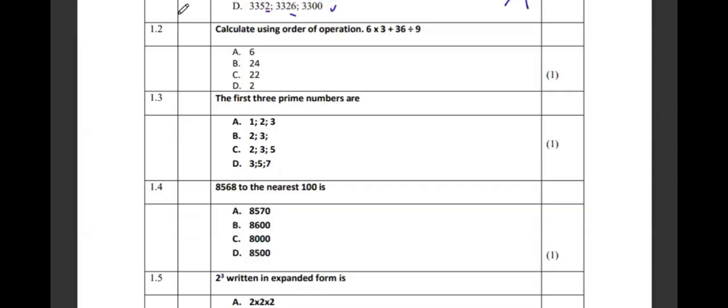Then 1.2, calculate using the order of operations. So order of operations is what we call BODMAS, but some people also extend it to have what we call BEDMAS. The E stands for the exponents. So we start with, we don't have brackets. We do have division, so we're going to start with the division, then multiplication. Addition will come last. So this is going to be 36 divided by 9. That's a 4. So 6 times 3 plus 4. Let's multiply this. It's 18 plus 4. Answer is 22, which is C. So the correct option becomes C.